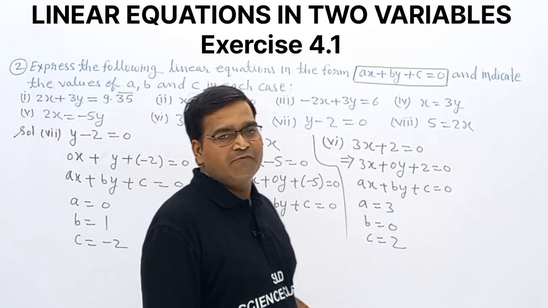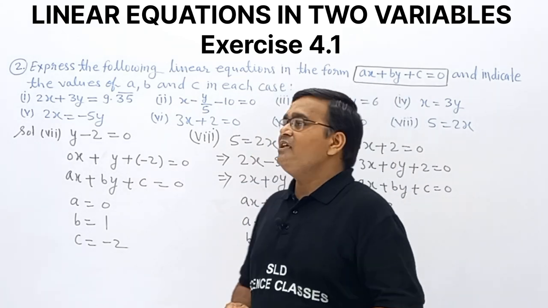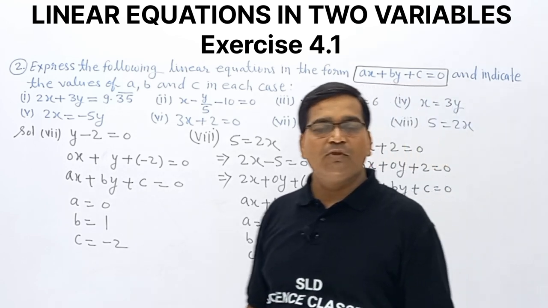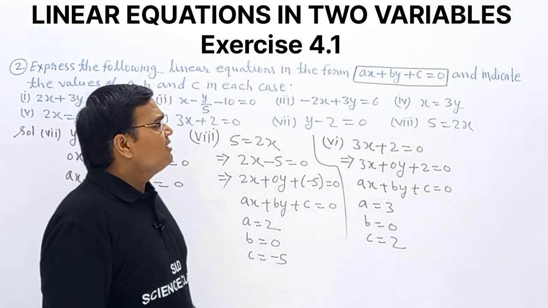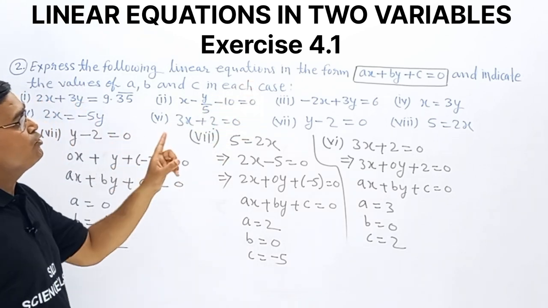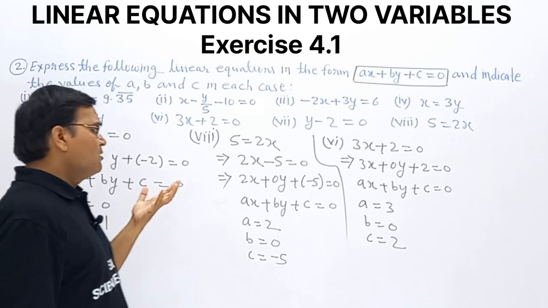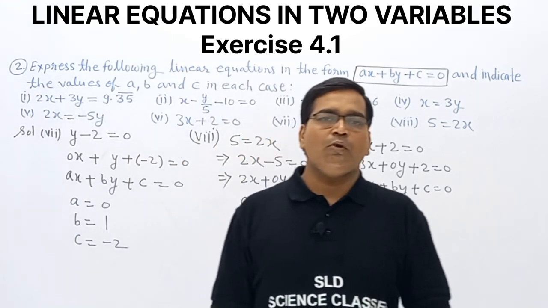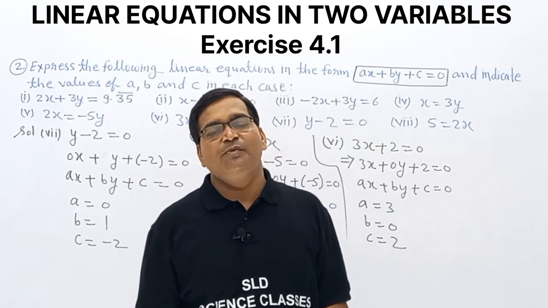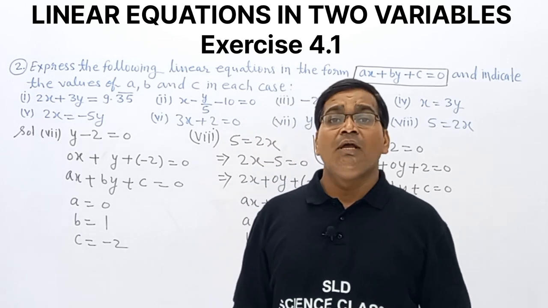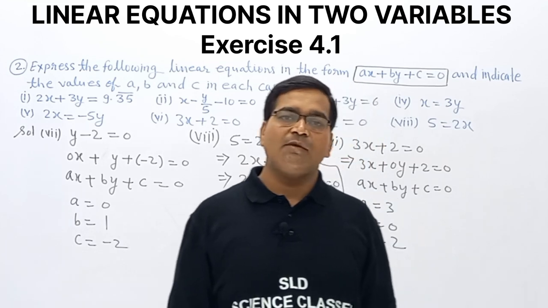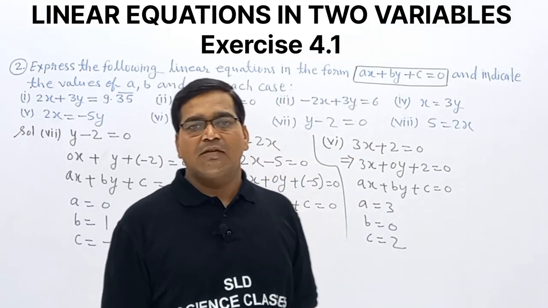So what about this question? First we want to write these linear equations in the general form, ax plus by plus c. This is the general form of a linear equation in two variables. Then we will compare. First we will write in this form, then compare, and then we will find the values of ABC. I hope you understand all these questions. This is not so difficult, easy. We can easily express them in the general form ax plus by plus c equal to 0, a linear equation in two variables. And finally once we compare, we can find the ABC values. So that's all about this question.